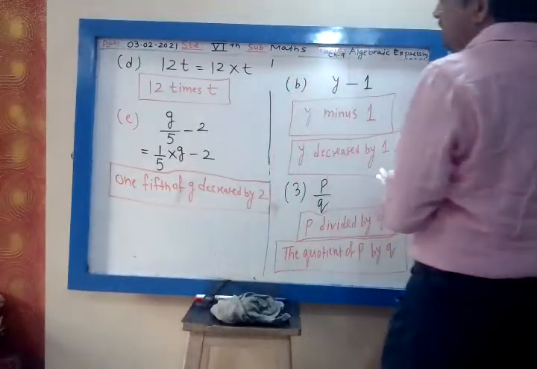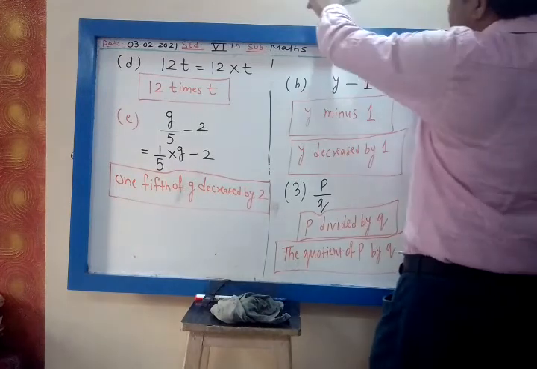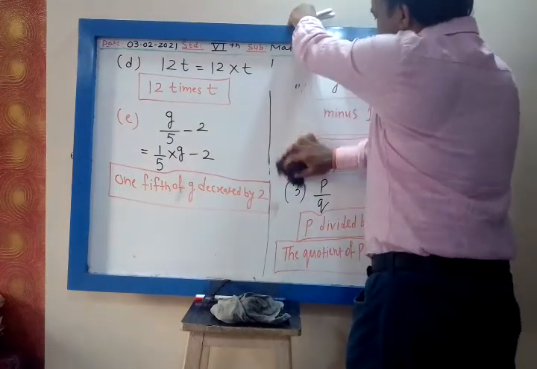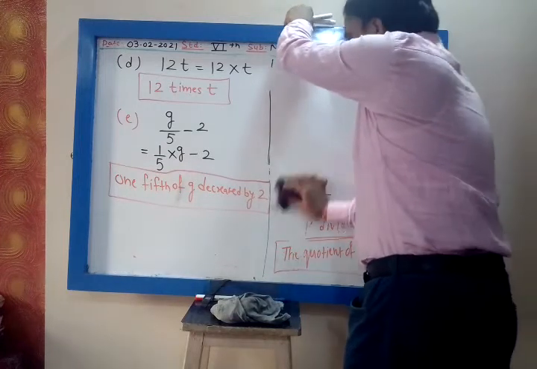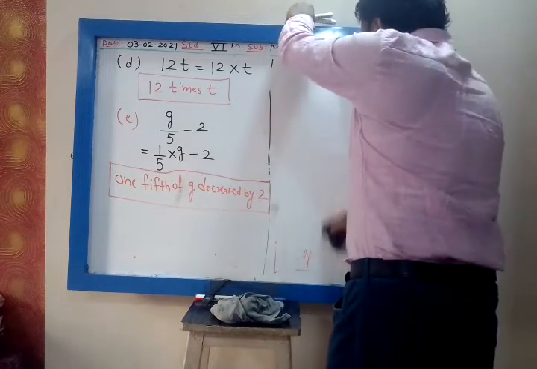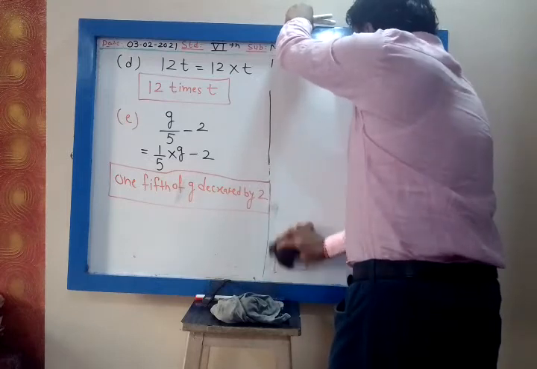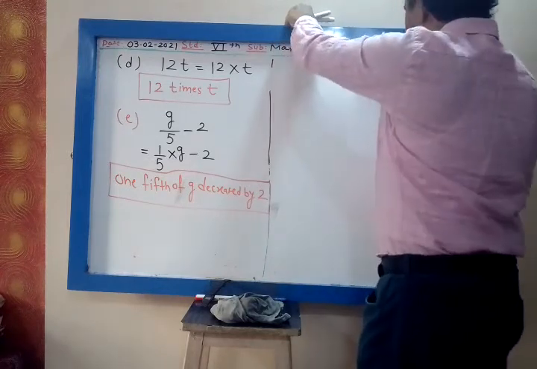1/5 of g decreased by 2. Minus means decreased. Now let us do next.